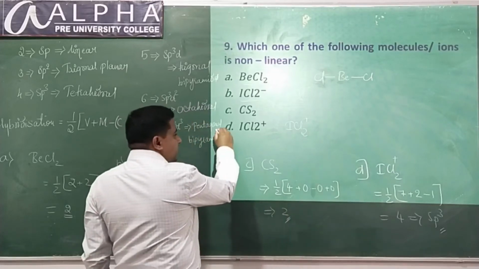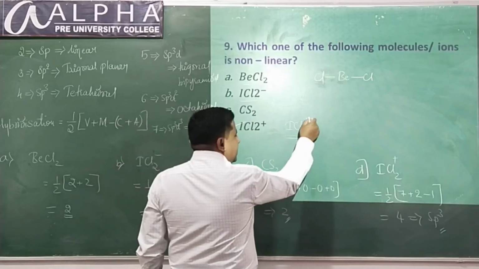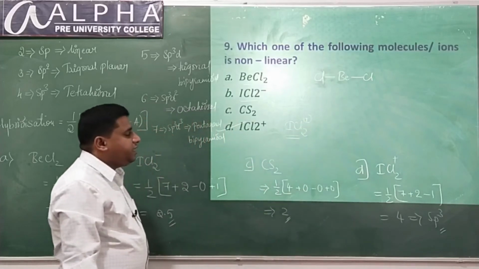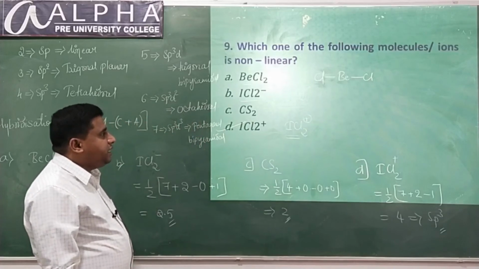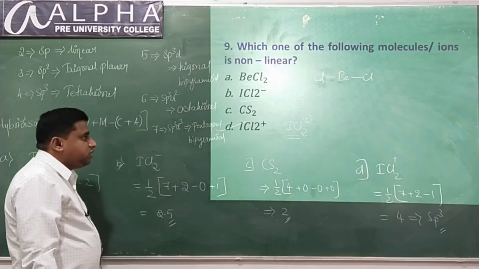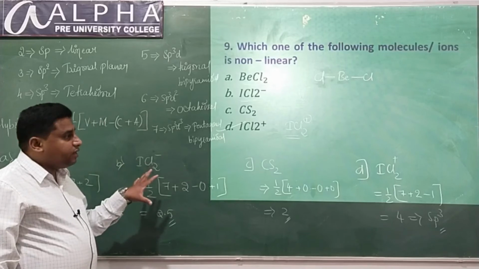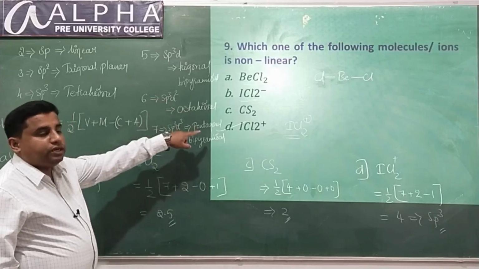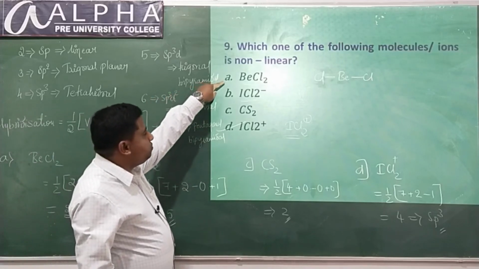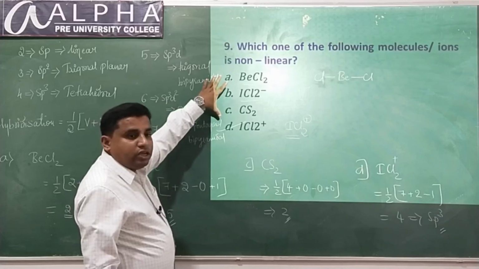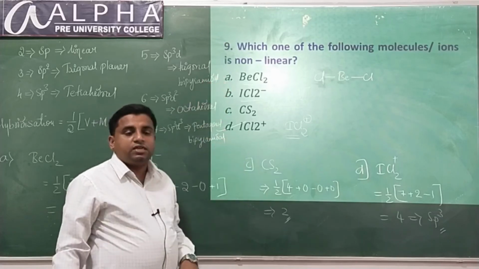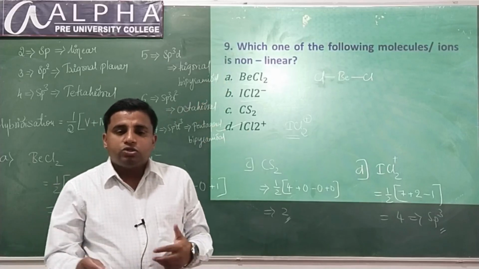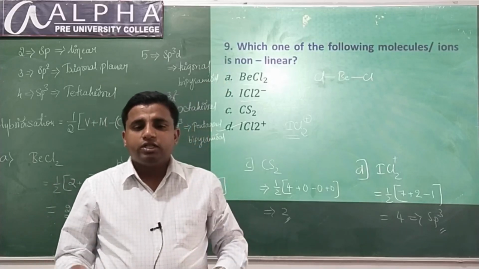Hence, the non-linear molecule is ICl2 plus. Any doubts? Are we clear? Hence the correct answer is option D. The others are sp hybridized, therefore all the three are linear, whereas this is non-linear. Okay students, I'll continue with solving the problems in the next video also. Thank you.